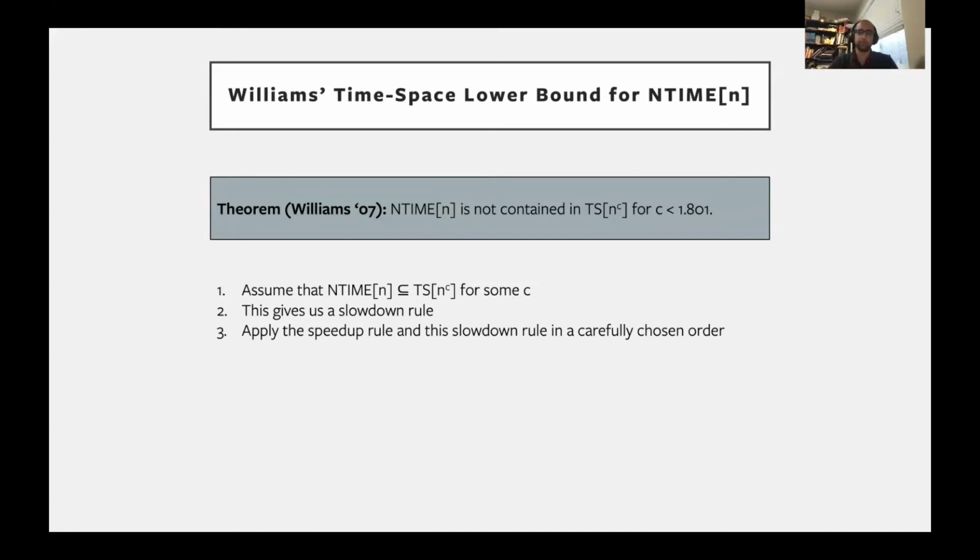This is the really important part. Essentially, the content of quantified trading proofs is coming up with the right order and the right set of parameters in order to prove the strongest inclusions possible. I won't go into how one comes up with these things, but you should check out the paper of Williams '07 if you are curious about how these were initially proved. But ultimately, we can show that TISP(n^d) is contained in TISP(n^d') for d' less than d if c is smaller than 1.801.